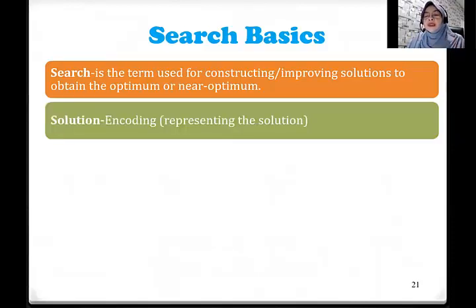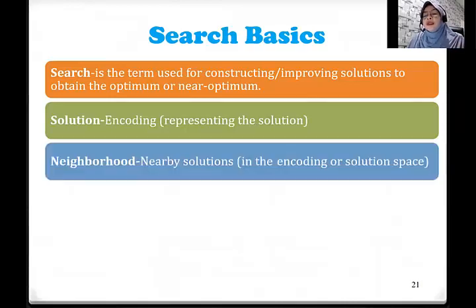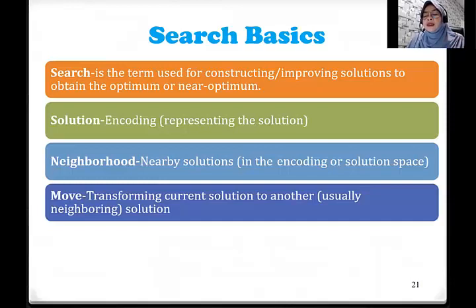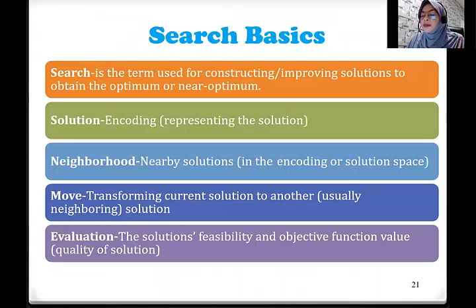A solution is an encoding representing the solution. The neighborhood is a nearby solution in the encoding or solution space. A move is transforming the current solution into another, usually called a neighboring solution. Evaluation is the solution's feasibility and the objective function value. This measures the quality of the obtained solution.